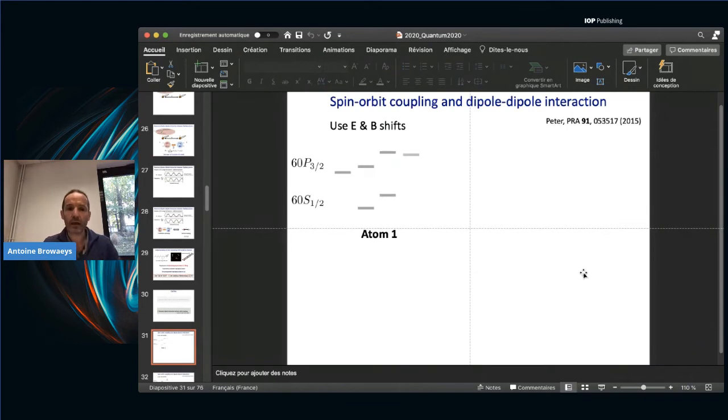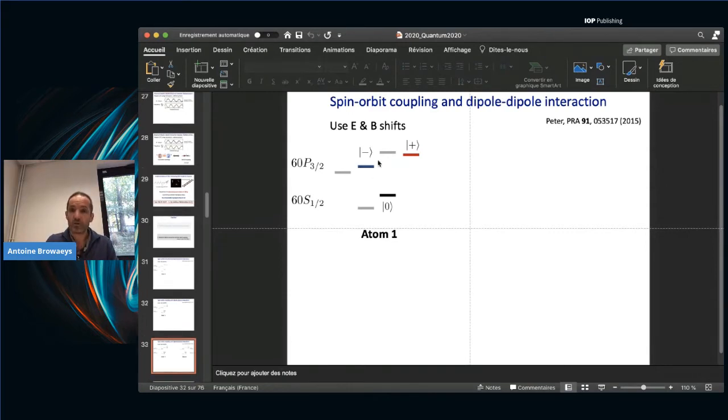So let's go back again to those two Rydberg states, 60s1/2 and 60p3/2. I will use a combination of electric and magnetic field in order to shift the degeneracies between all the states and isolate just three states in this V configuration. So the three states I'm going to consider here are state 0, state minus, and state plus, which correspond to different Zeeman states of these manifolds.